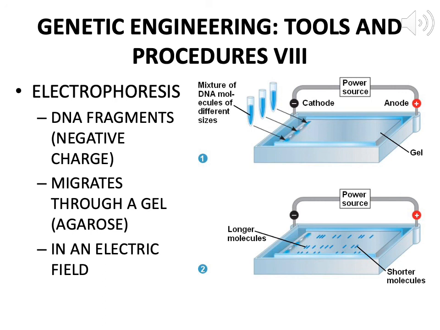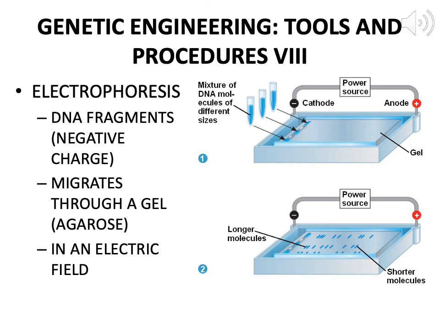You will notice on the left-hand side of the gel is a negative cathode. On the right-hand side is a positive anode. In other words, those are connected to a power source. So you turn the power source on, I'm going to get an electric field between the negative end and the positive end.